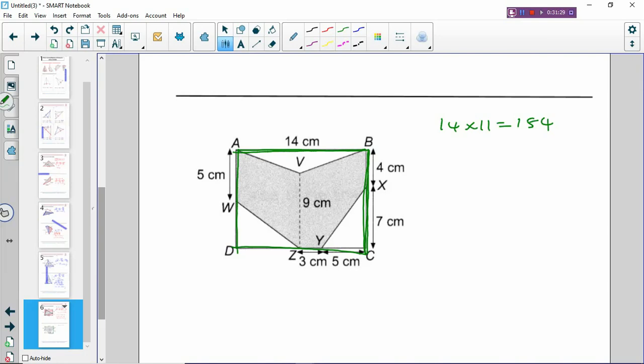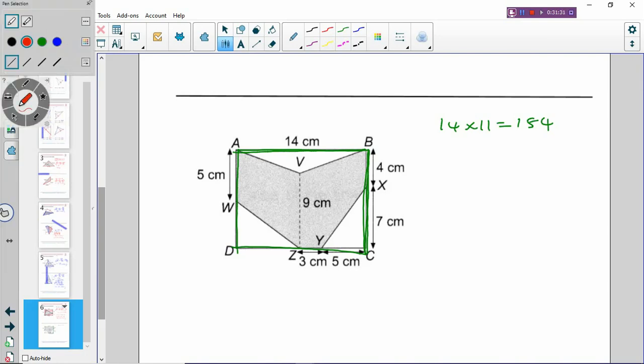All right, what else? Any regular shapes? Any other regular shapes I can focus on? Here, a triangle. Can you find this triangle? Rectangle has right angles at the corners. So what's the base?